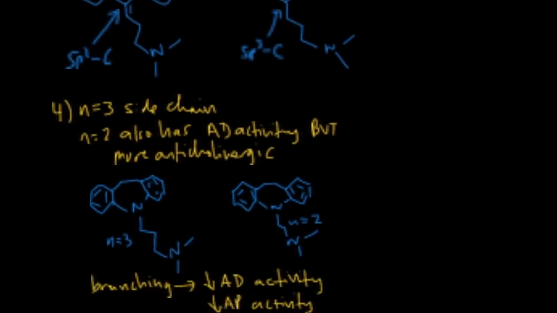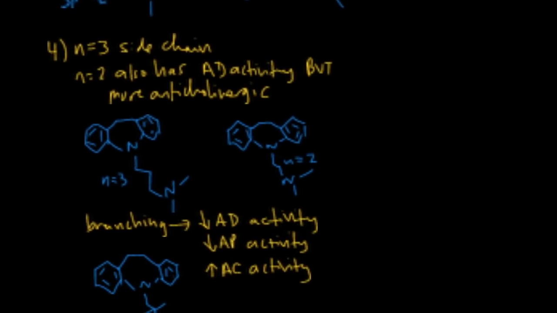Cool. Number four, a side chain of three atoms is optimal for antidepressant activity. A side chain of two atoms, not necessarily carbons, also has antidepressant activity, but it's more anticholinergic. So, unlike antipsychotics, side chains can be three atoms or two atoms. Doesn't really matter. It'll still be antidepressant with similar potency. For antipsychotics, a three-atom side chain is the most optimal, where you lose optimal activity if you have a two-atom side chain. So, doesn't matter if you're a three-atom or a two-atom side chain, you're still an optimal antidepressant. However, if you're a two-atom side chain, you are more anticholinergic.